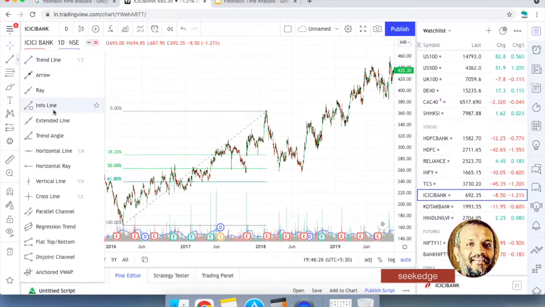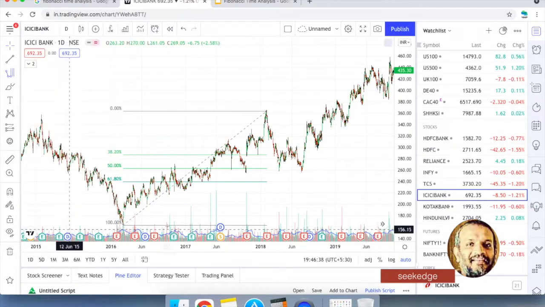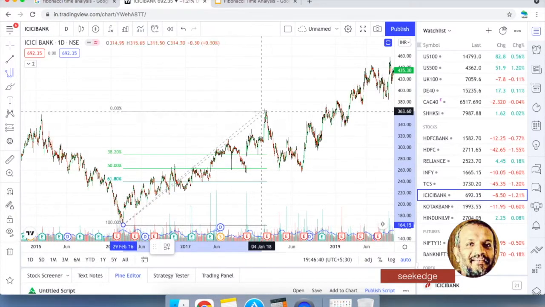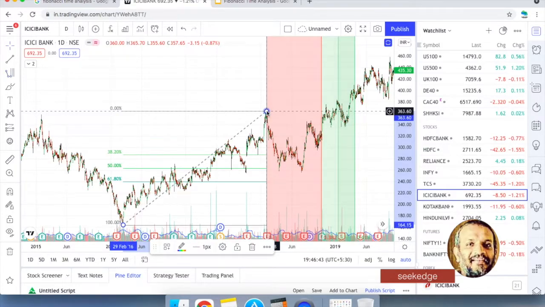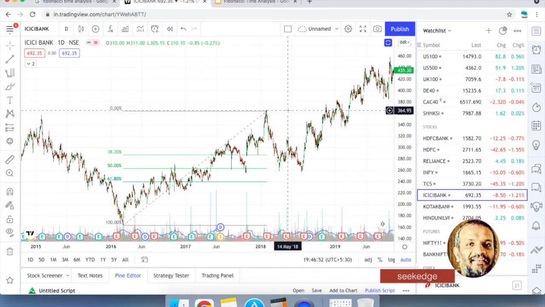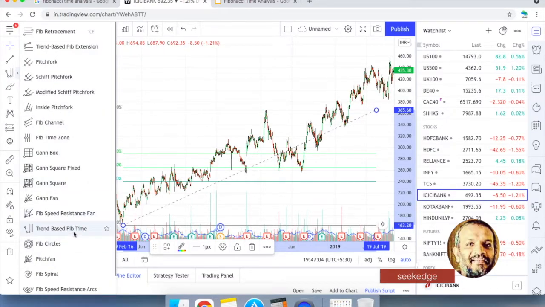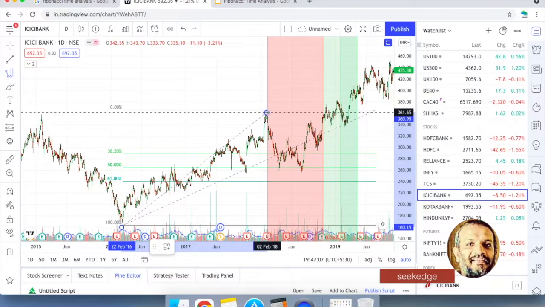Now if I want to know when this is likely to happen, I would use the time base. This is the particular tool, the trend based Fib time. If I use it like this, from the lowest swing to the highest swing, it would give me projections. Before drawing that, I will extend these lines so that it is at the same level. Then I would do it once again to the same swing point, and it gives me the time frames.